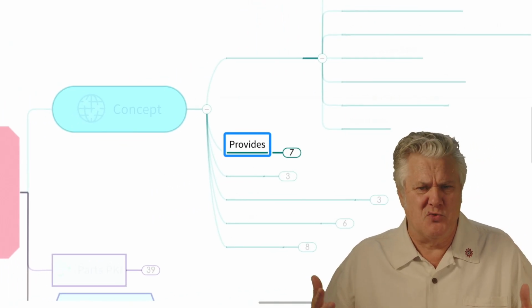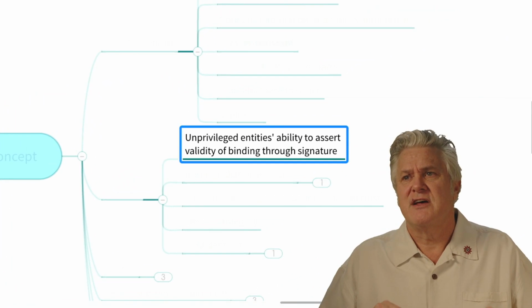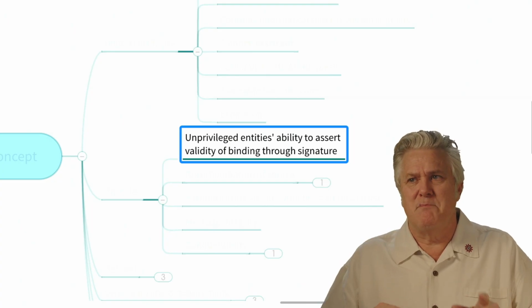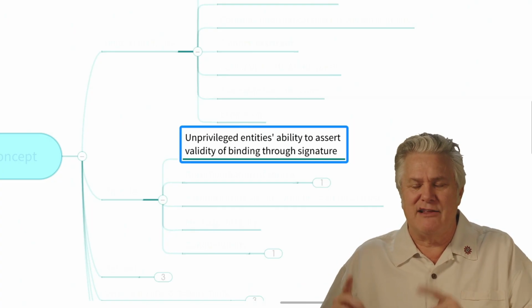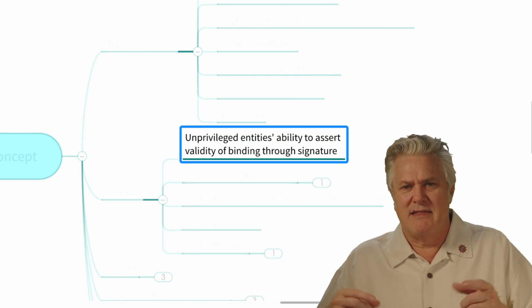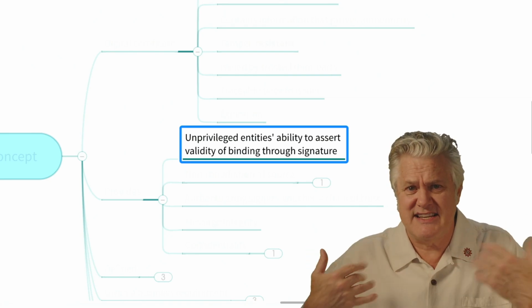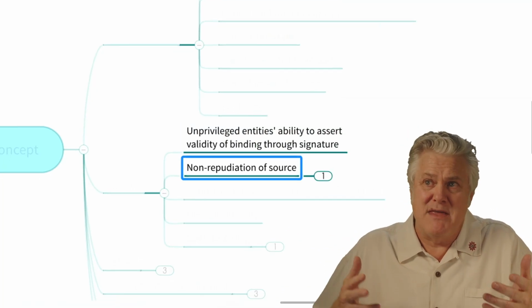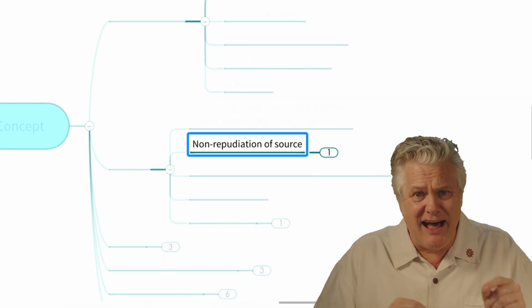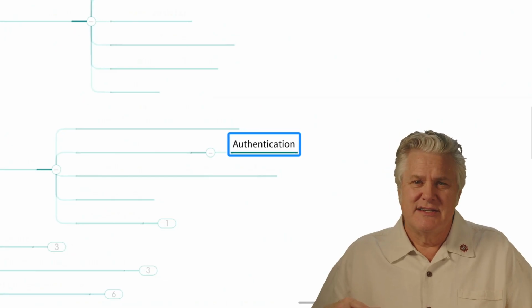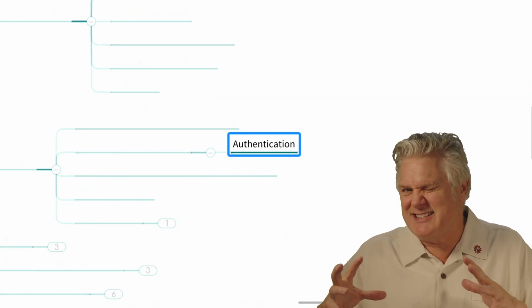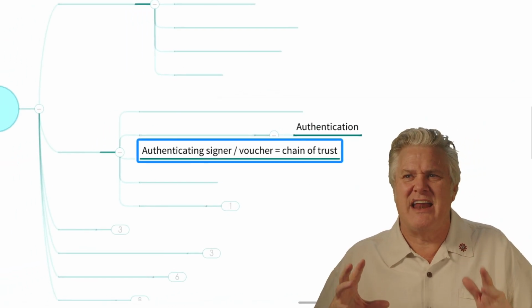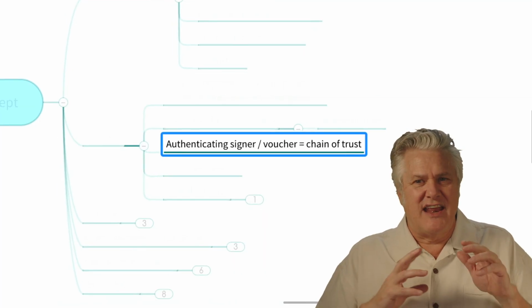What does this get us if we do all of this stuff? Well, it provides unprivileged entities the ability to assert the validity of a binding through signature. What does that mean? That you can look and see that I am who I say I am, or this website came from me. We get non-repudiation of source. You could call that authentication, but that's not exactly what we're getting right here. You can authenticate the signer.